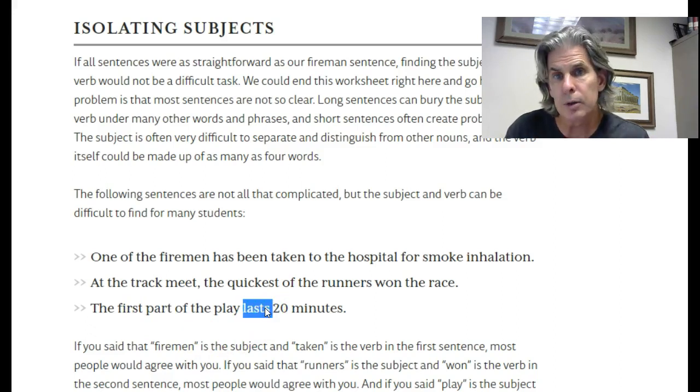So it's easier to find the subject and the verb when you eliminate the prepositional phrases because those get in the way. Those function as adjectives and adverbs. They can never function as either the subject or the verb in a sentence. They cannot do it. It just doesn't happen in the English language, okay?